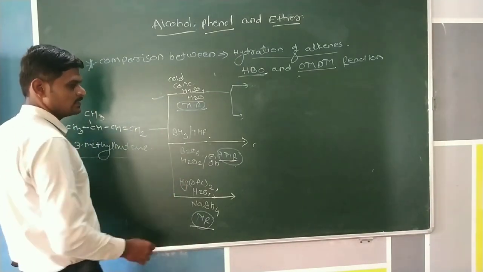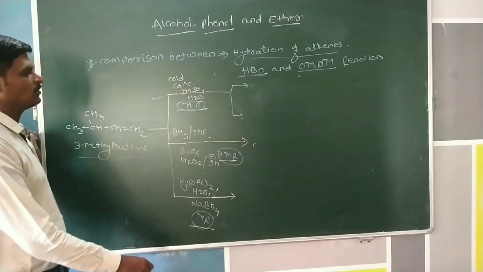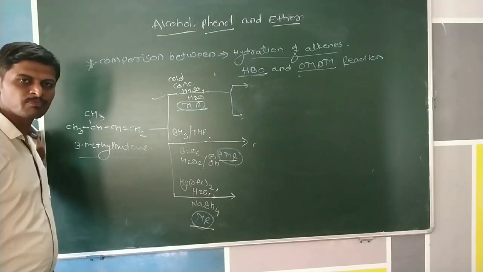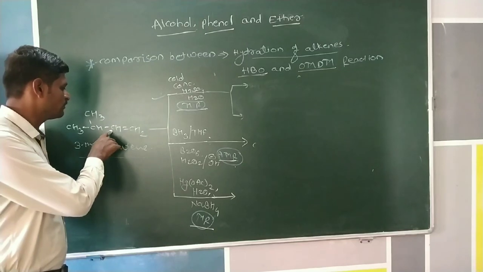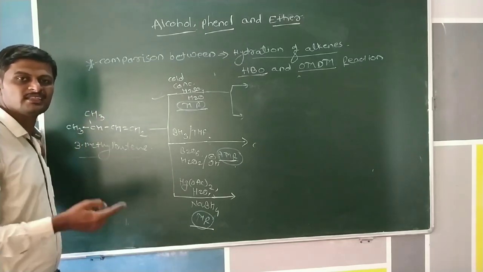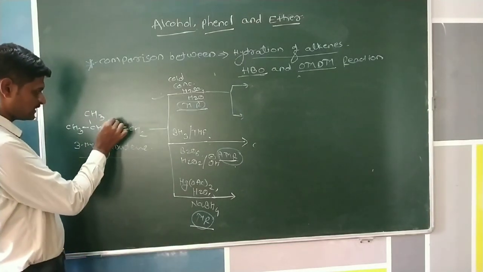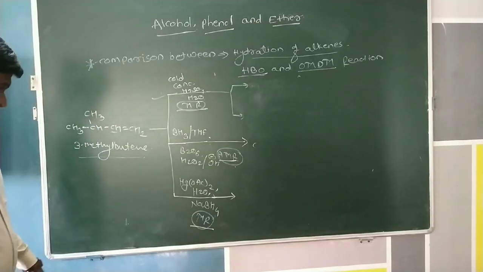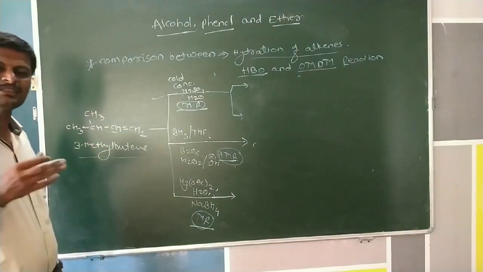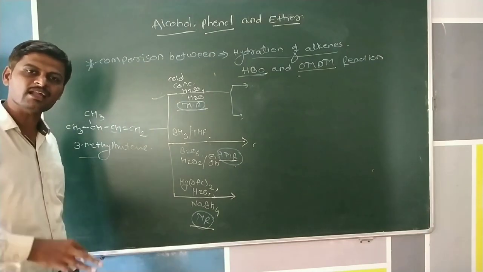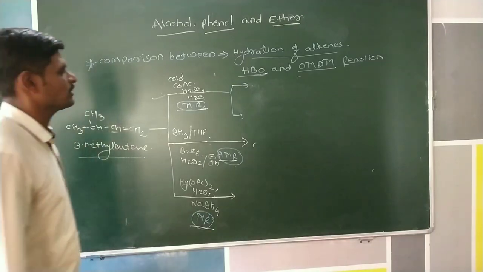In this hydration, there is a formation of carbocation, and the product of this reaction is followed according to Markovnikov's rule. According to Markovnikov's rule, the hydroxyl group is directly attached to the doubly bonded carbon atom which carries less number of hydrogen atoms. But in this reaction, there is a formation of carbocation, and a rearrangement reaction is also shown. Then first we will consider the carbocation.